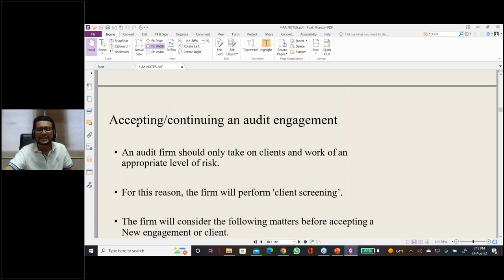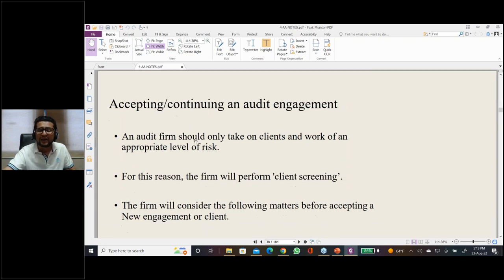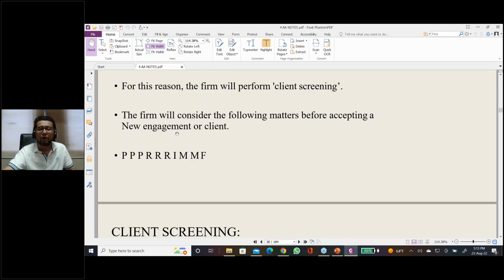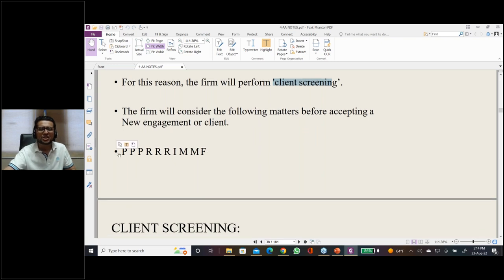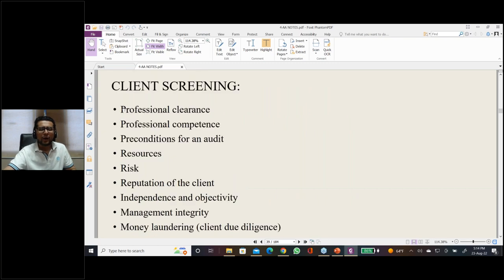Well, we are not going to accept or continue with any XYZ audit client. We are going to perform a mechanism called client screening, and client screening has a few ingredients in it, such as PPP, RRR, IMMF. Now, what's that? I will seek the professional clearance from the outgoing auditor. That is some kind of an NOC, no objection certificate.